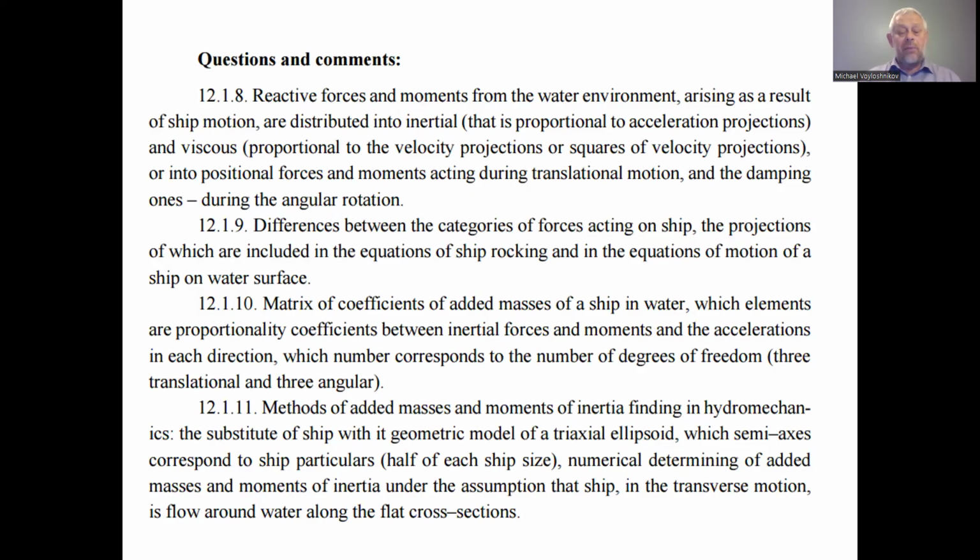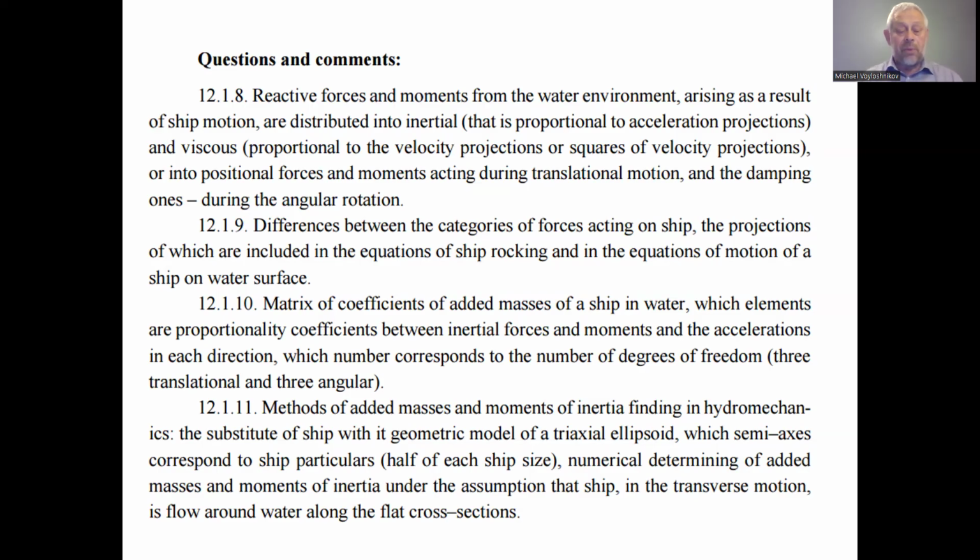12.1.8. Reactive forces and moments from the water environment arising as a result of ship motion are distributed into inertial, that is proportional to acceleration projections, and viscous, proportional to the velocity projections or squares of velocity projections, or into positional forces and moments acting during translational motion and the damping ones during the angular motions, angular rotation.